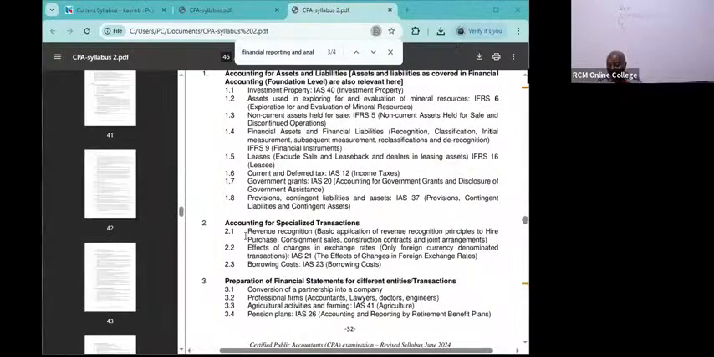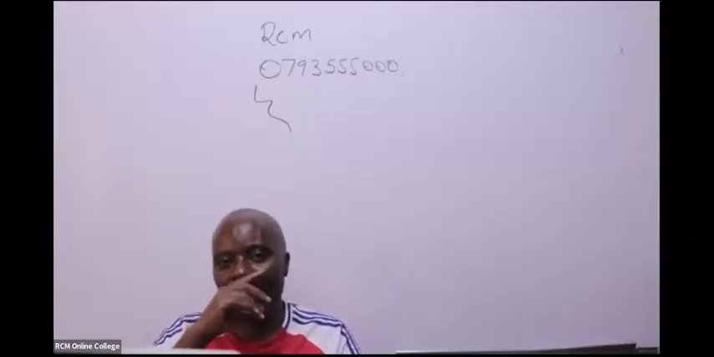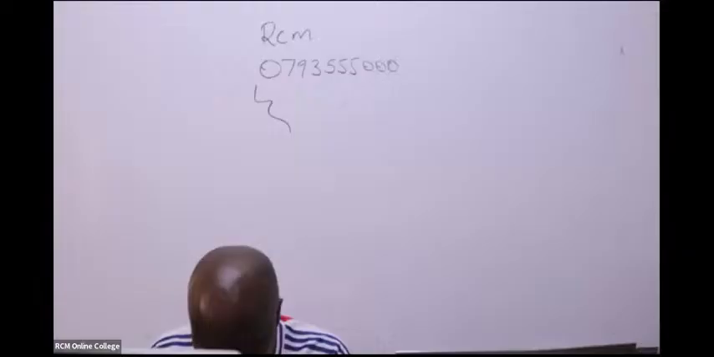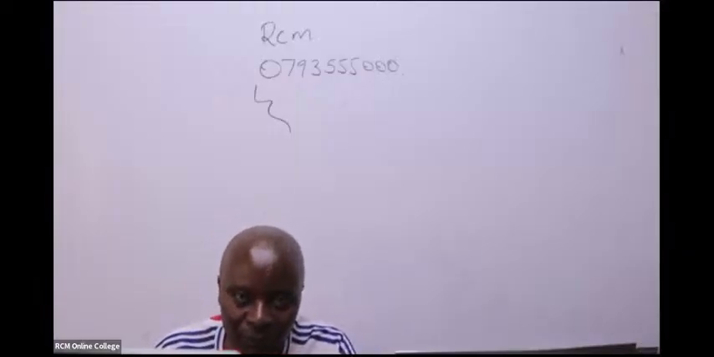Then we have accounting for specialized transactions. We have revenue recognition, basic applications of revenue recognition principles to hire purchase, consignment sales, construction contracts, and joint arrangements. If I only speak about one, for example construction contracts, you've been given a road to build. You are ABC construction company. The road is worth 2 billion.